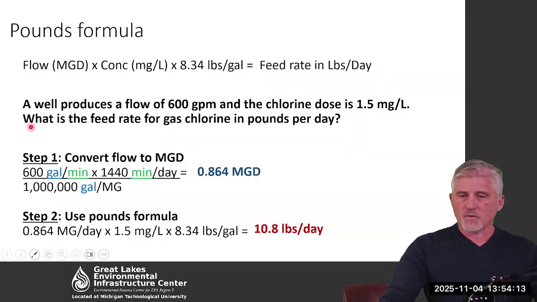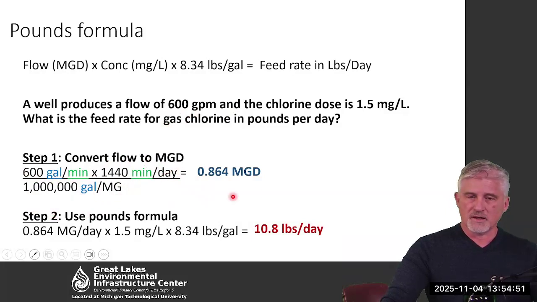So in our example, we have a well that produces a flow of 600 gallons per minute, and the chlorine dose that we're looking for is 1.5 milligrams per liter, or parts per million. What is the feed rate for gas chlorine in pounds per day? So we're going to have to convert our flow from gallons per minute to million gallons per day. We've done that already. That's taking our 600 gallons per minute, multiplying by the number of minutes in a day, and then dividing by our 1,000,000 gallons per million gallon. So we crunch the numbers, the gallons cancel, the minutes cancel. We're left with million gallons per day, and that's 0.864 million gallons a day.